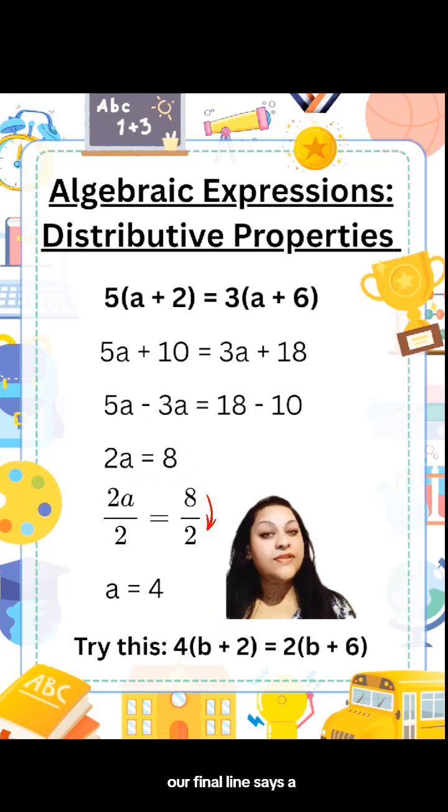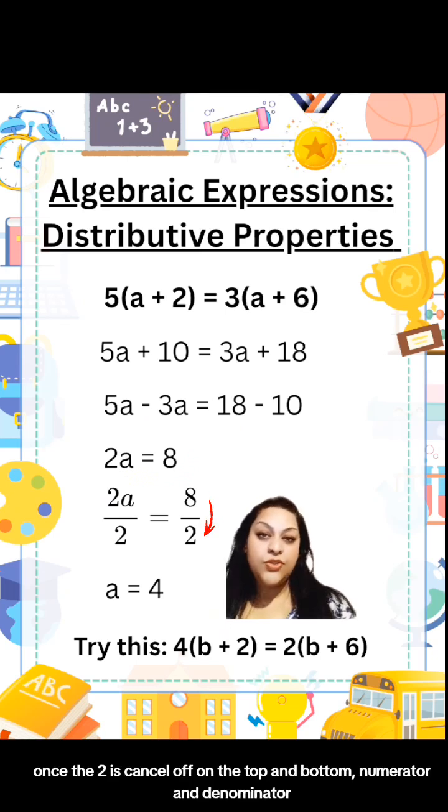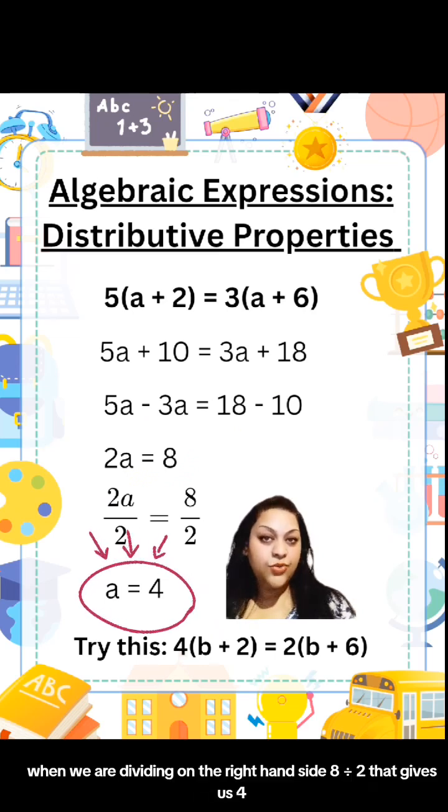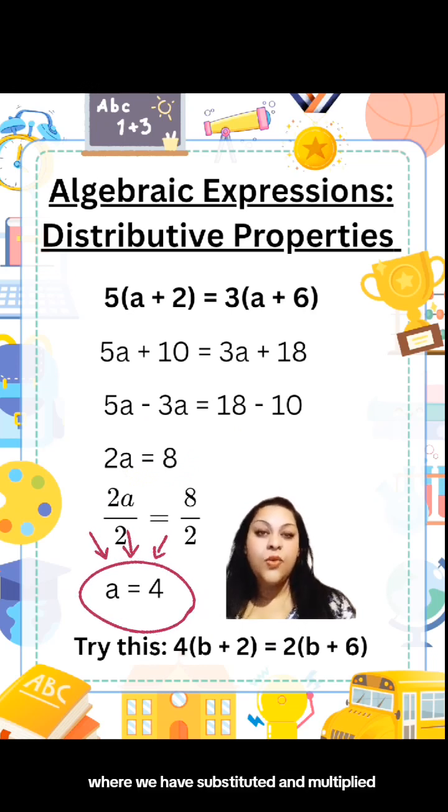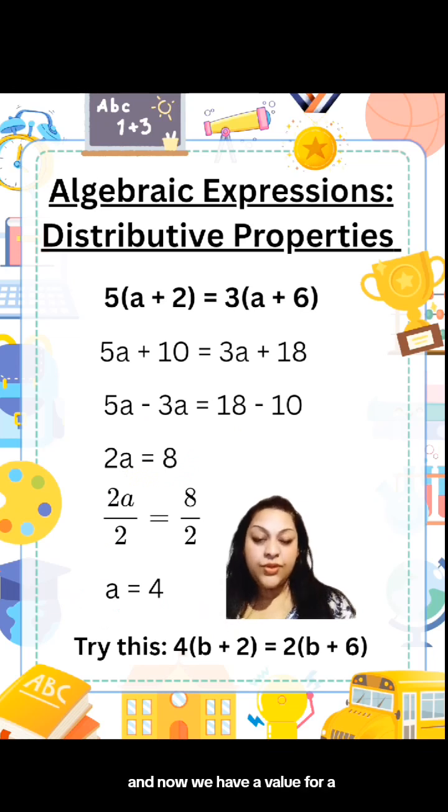Our final line says a, once the 2's cancel off on the top and bottom, numerator and denominator, we are left with a. When we are dividing on the right hand side, 8 divided by 2, that gives us 4. So our a is equal to 4. Through the process of distributive properties, where we have substituted and multiplied, we now have a value for a.